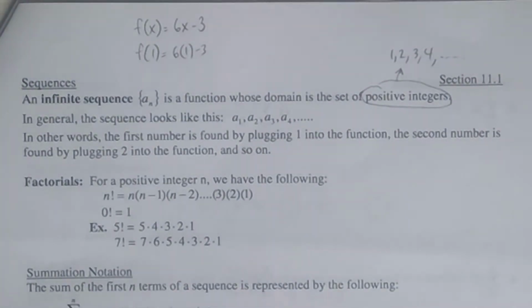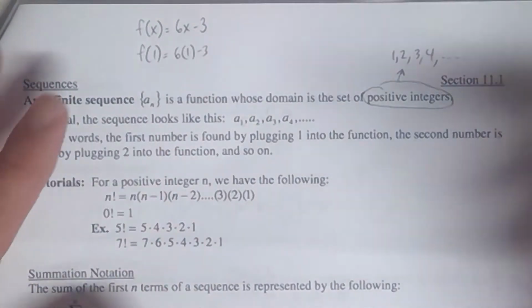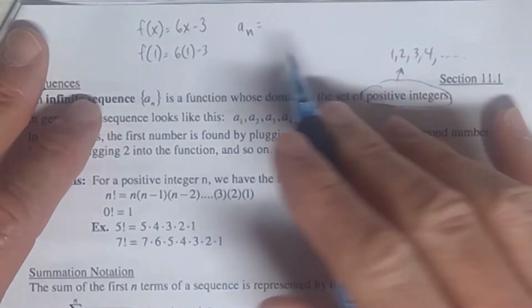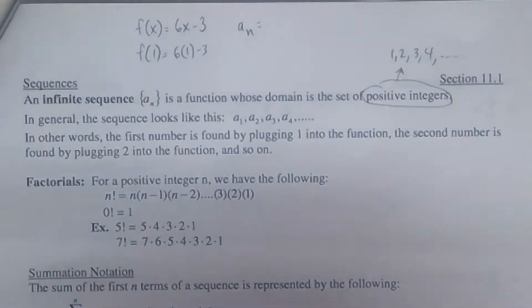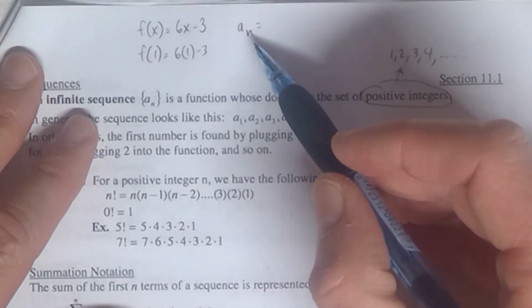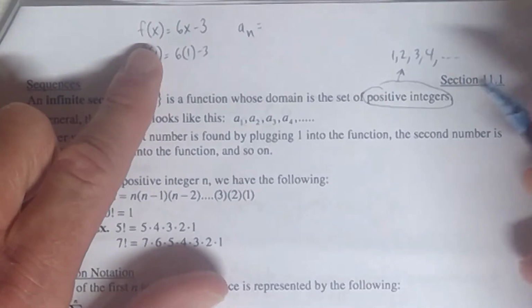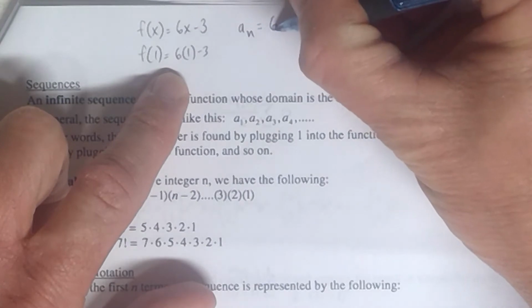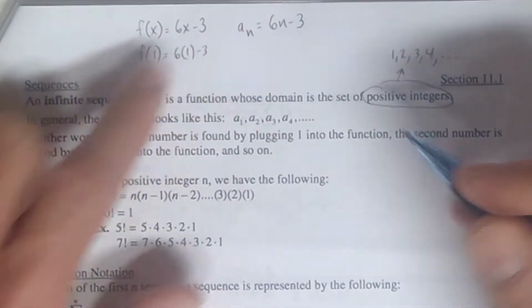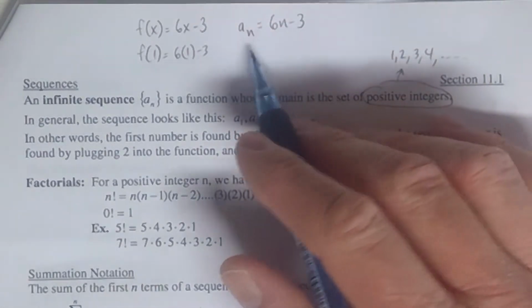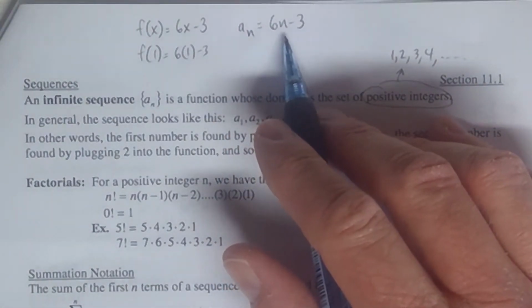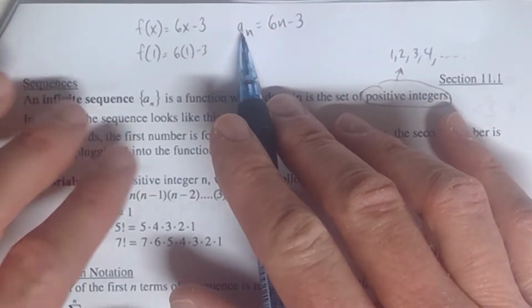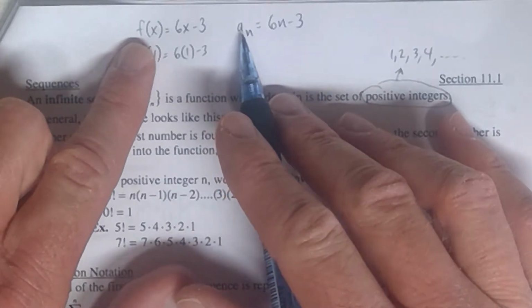What does that have to do with a sub n, though? A is just like the f. It's the name of the function. The n is just like the x. It's the variable where you plug the number in. So if you had a sub n instead of f of x, instead of 6x minus 3, it would be 6n minus 3, because the n is the variable that you plug into. And a is the name of the entire function, just like f was before.